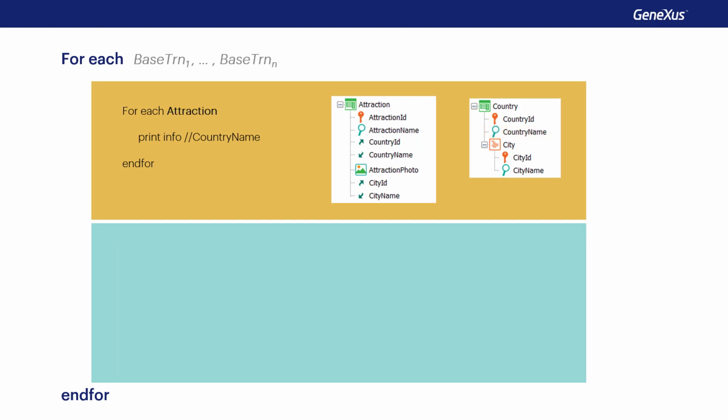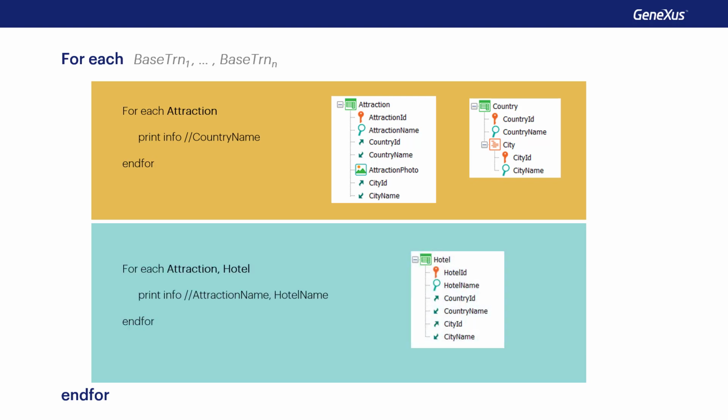One case that hasn't been mentioned so far is when we specify more than one base transaction. There, a join or a Cartesian product will be made. In this example, where each attraction has a country and city, and so does each hotel, a join will be made. An attraction will be shown with a hotel of the same country and city, then the same attraction with another hotel of the same country and city, and so on, until using all the hotels of the same country and city of the attraction, and moving on to the next attraction, and doing the same thing again.